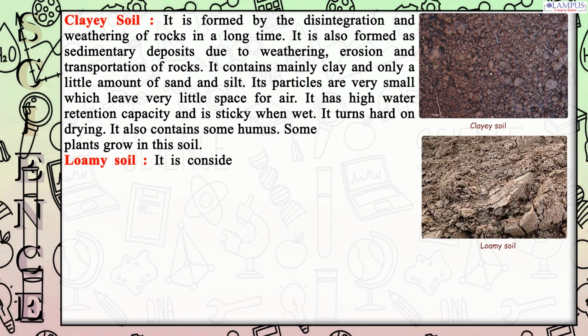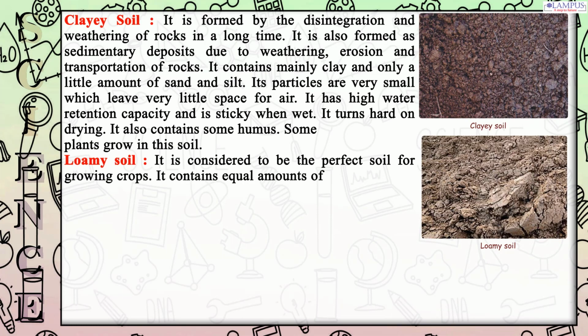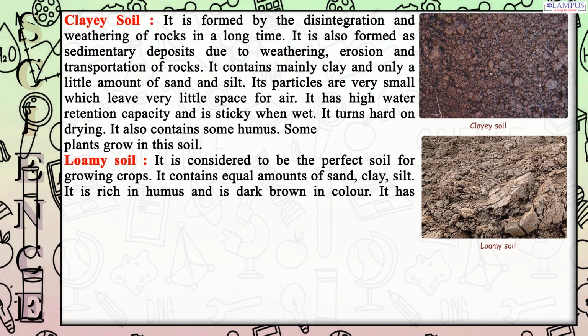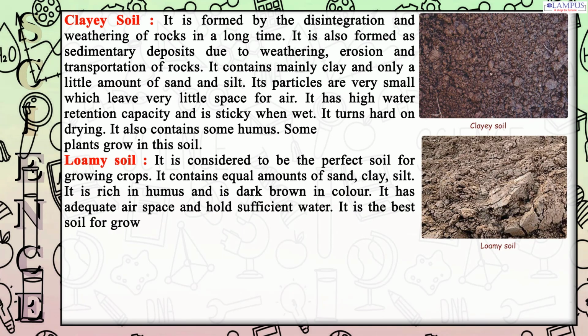Loamy soil. It is considered to be the perfect soil for growing crops. It contains equal amounts of sand, clay and silt. It is rich in humus and is dark brown in color. It has adequate air space and holds sufficient water. It is the best soil for growth of plants.